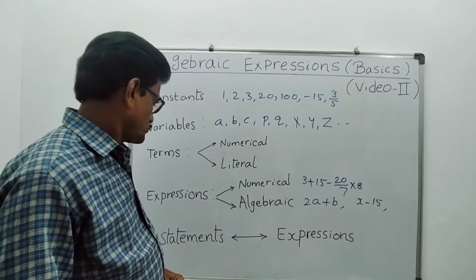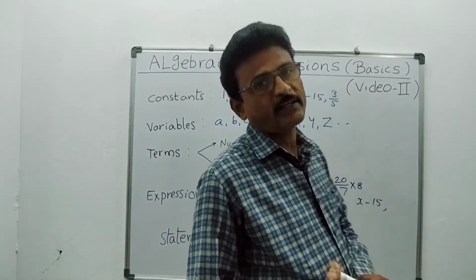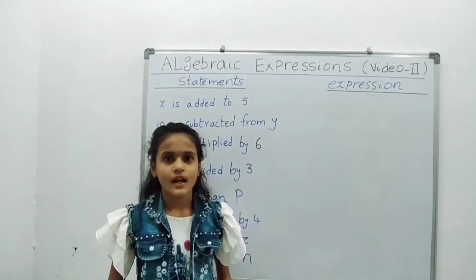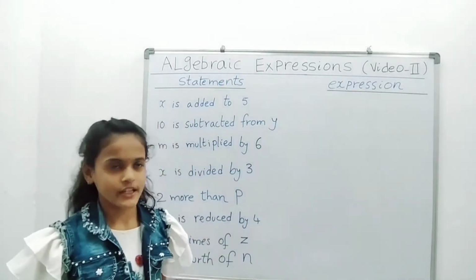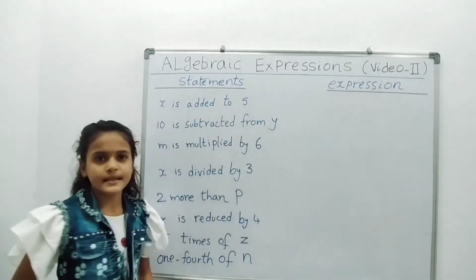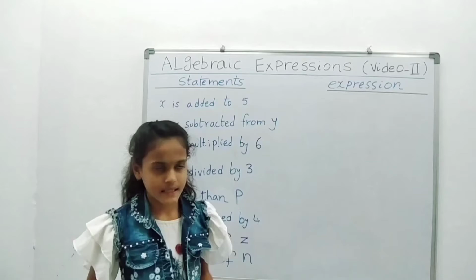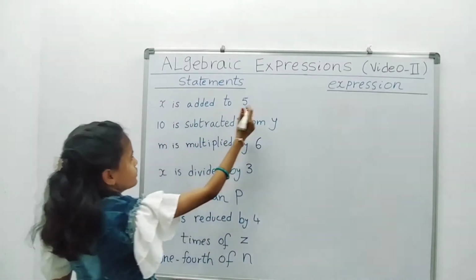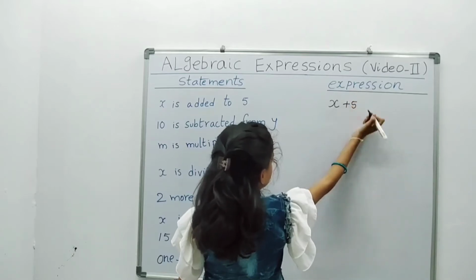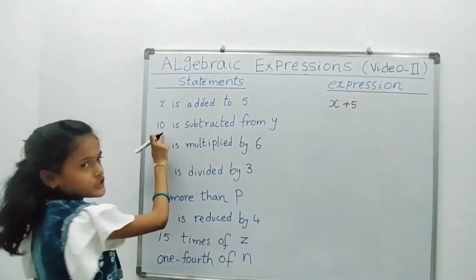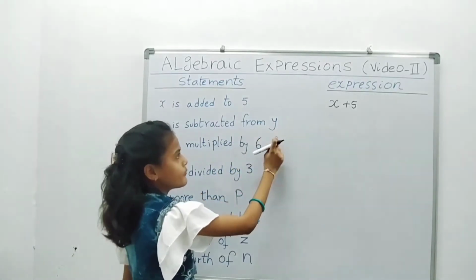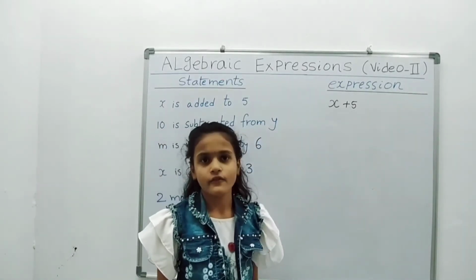So now we will discuss about statements and expressions, how to convert both. Okay. Hi friends, the first statement is x is added to 5. Added symbol means plus. X plus 5 is the expression. Next statement is 10 is subtracted from y. From y. So we can write y first.